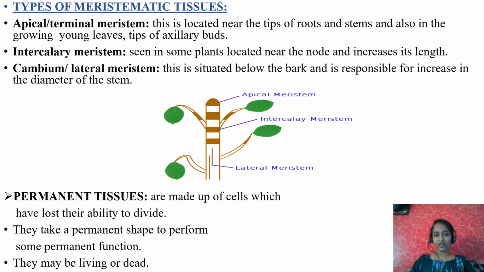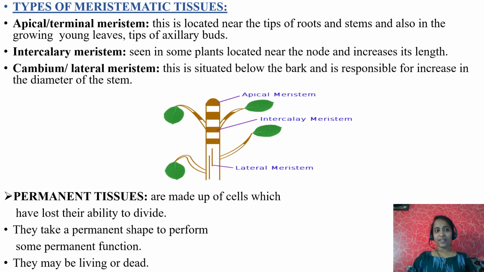Types of meristematic tissue. There are three types of meristematic tissue. Out of three, the first one is apical or terminal meristem. Second one, intercalary meristem. Third one, cambium or lateral meristem. First, let us see apical or terminal meristem. This is located near the tips of root and stems, also in the growing young leaves and tips of axillary buds. Can you see the apical meristem in the picture?